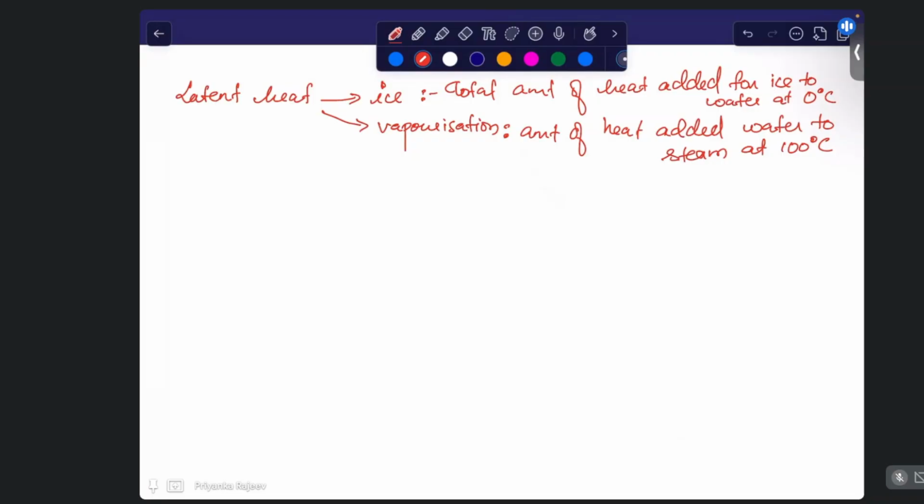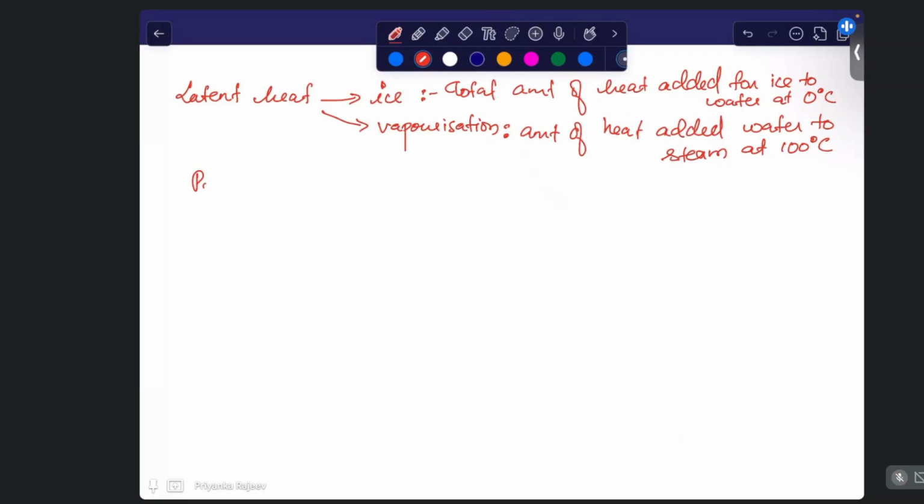Then latent heat of vaporization is the amount of heat that is being added to convert water at 100 degree centigrade to steam at 100 degree centigrade. So from boiling point to dry saturated stage is called latent heat of vaporization or enthalpy of vaporization or latent heat of steam. Now, pure substance we have already discussed in the previous class.